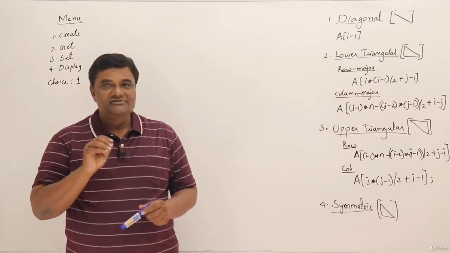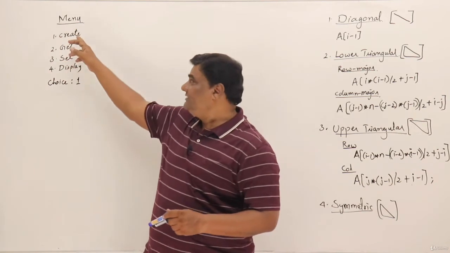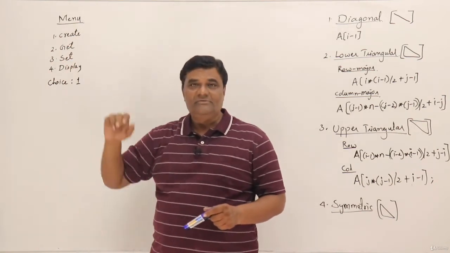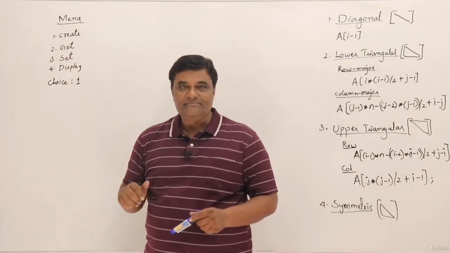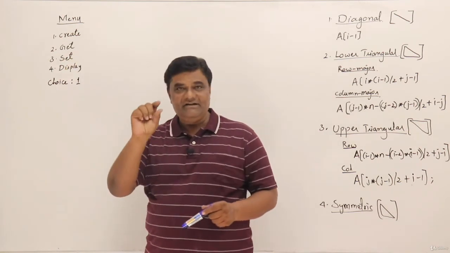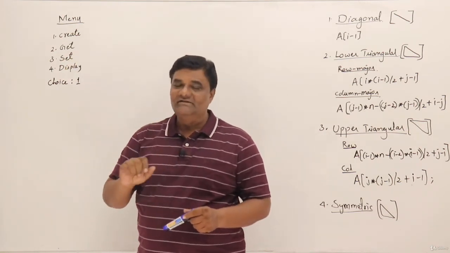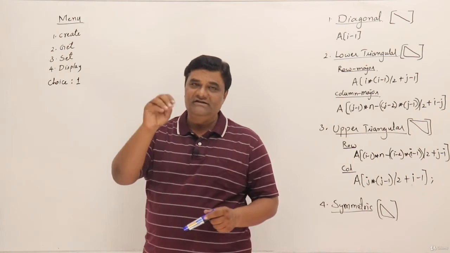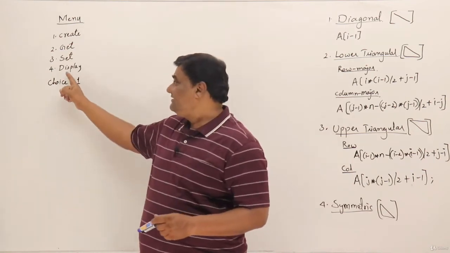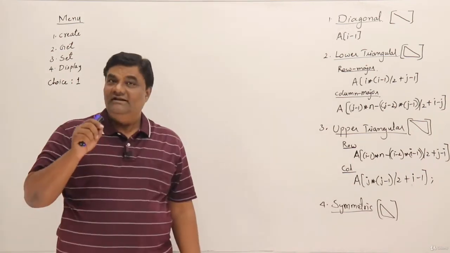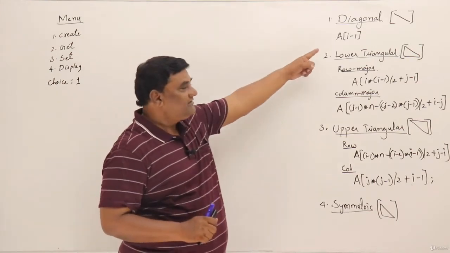So what my program is going to do is, it's a menu driven program. The first option is creating a matrix. The second one is getting a particular element at a given index. Then set is for changing an element at a given index, then displaying that matrix. So let us write a program first for the diagonal matrix.